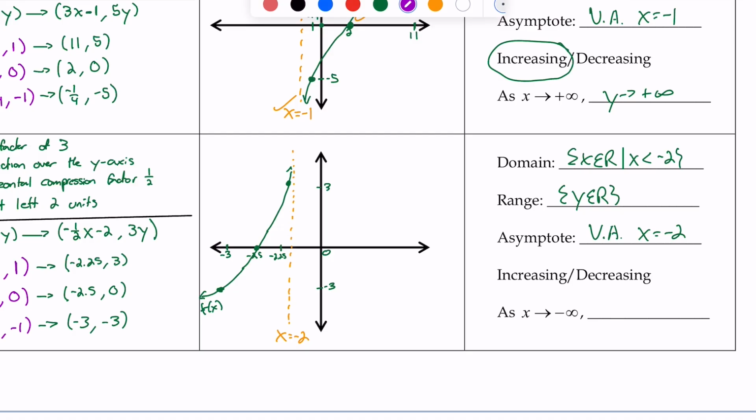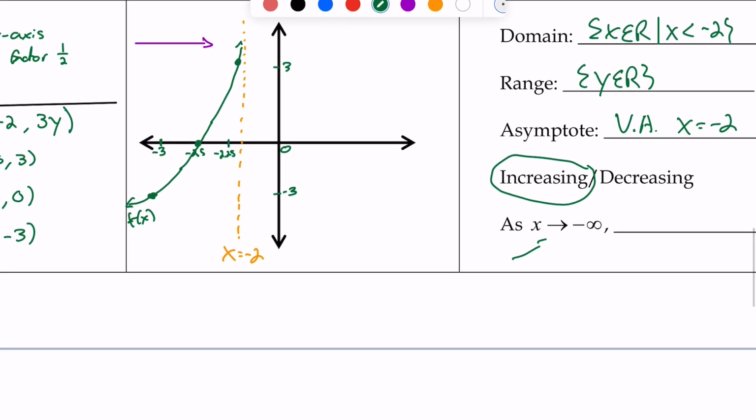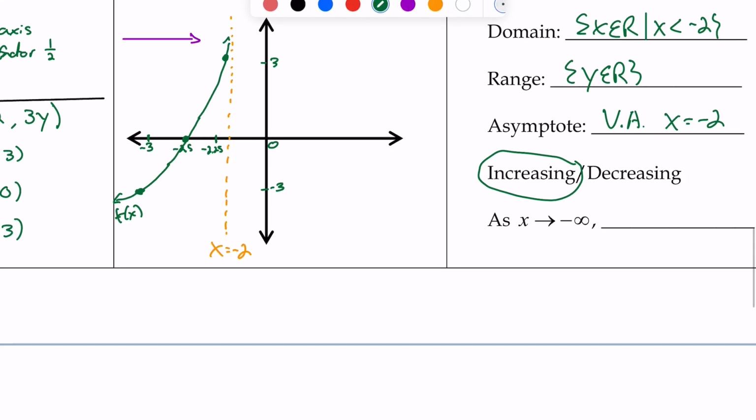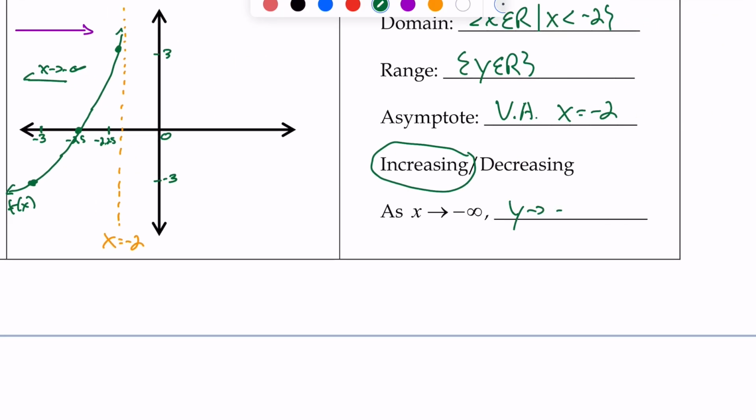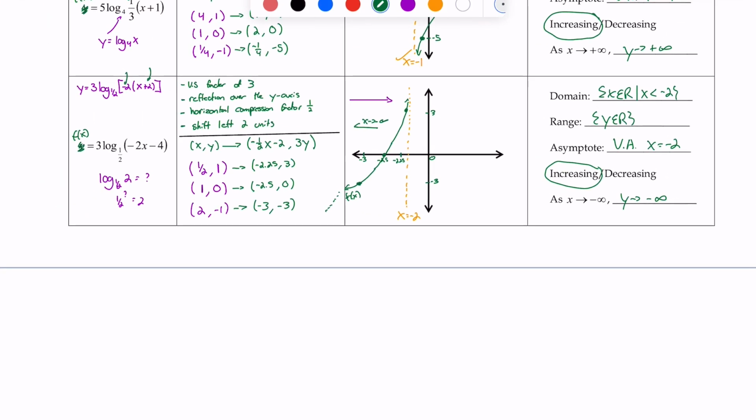If we read the graph left to right, so if I go this direction, I am an increasing function because my y values are getting bigger. And then this last one here, again, careful. It's asking you what's happening on the left end of the graph, okay? Because we're on the left side of the asymptote now. It's saying what happens as you go this direction. This is what happens when it says x going to -infinity. Well, we see that we are going down forever. So y is going towards negative infinity. All right, and that is the lesson. I'll see you in class.